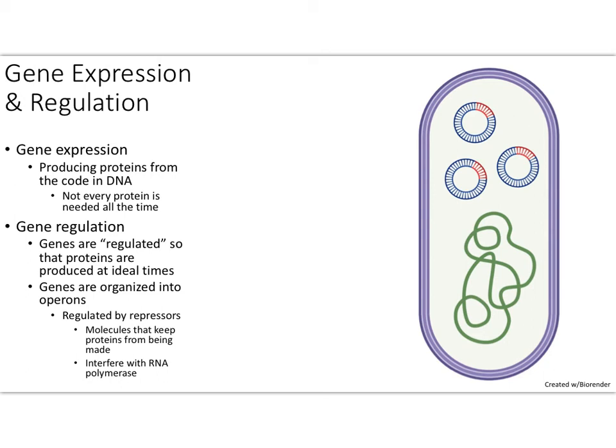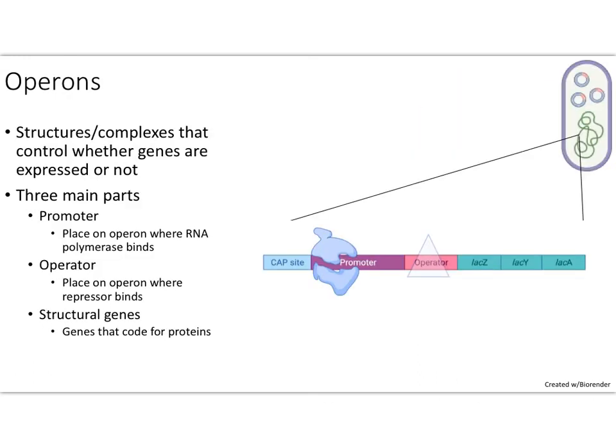Operons themselves are regulated by repressors, and repressors are molecules that keep proteins from being made. Oftentimes, repressors are proteins, not necessarily always, but most of the time, repressors are going to be proteins. And what these repressors do is interfere with RNA polymerase's ability to attach to the gene and create mRNA. So an operon is essentially a structure or a complex that controls whether a certain gene or group of genes are expressed or not. There are three main parts to an operon.